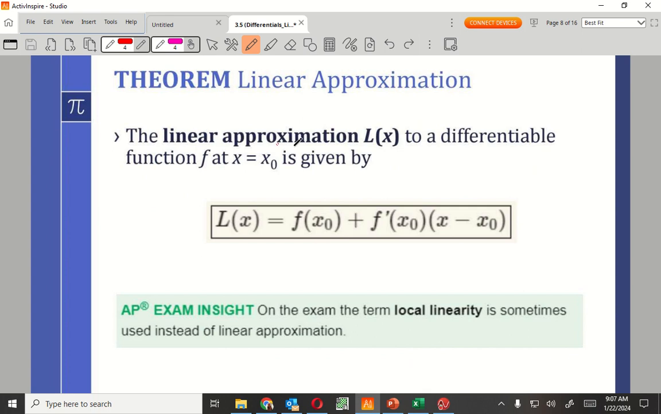So there it is right there: the linear approximation to a differentiable function at x when x equals x sub naught. That means your initial x is given; they give you what your x is going to be. They refer to this term as local linearity, instead of linear approximation. So that's what it is.